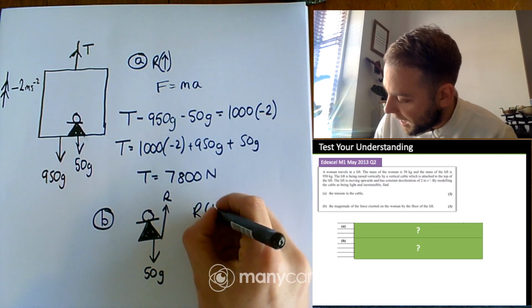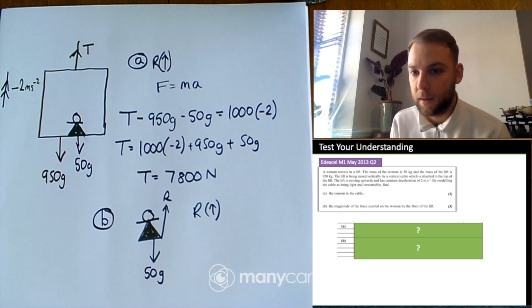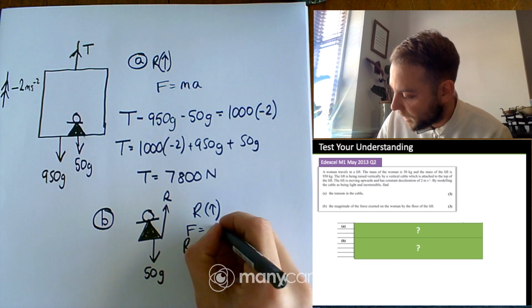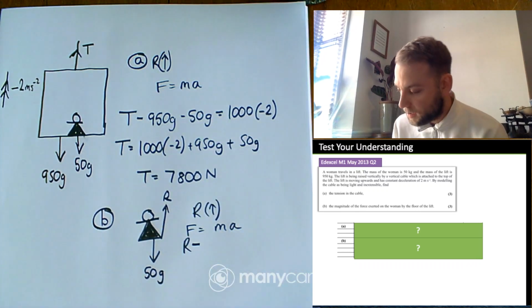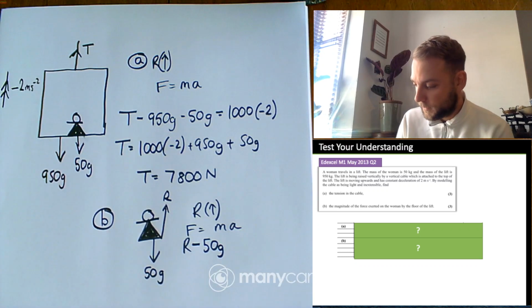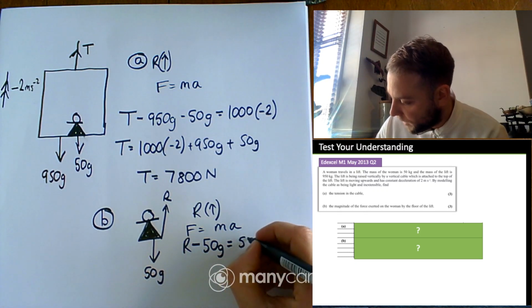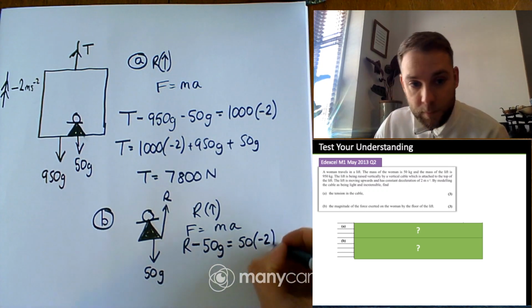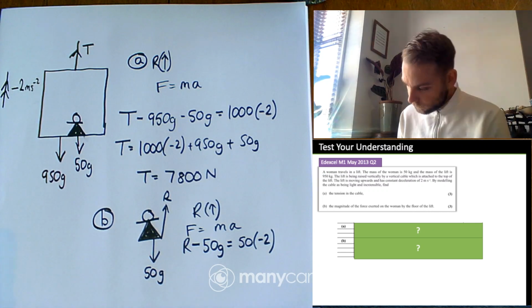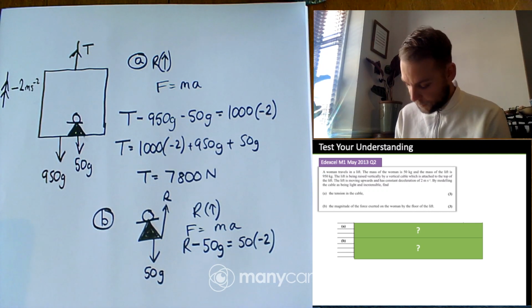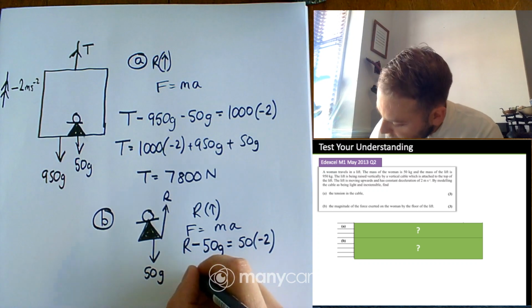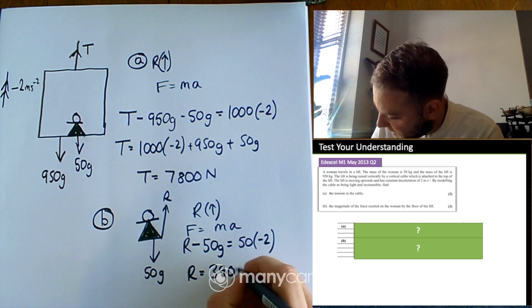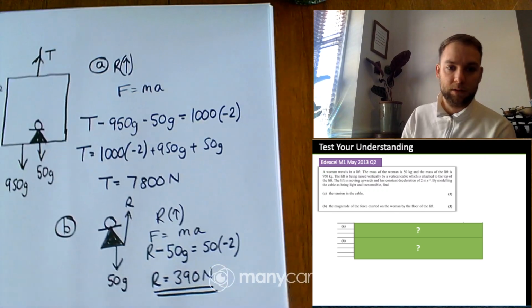So we're going to resolve this again vertically, like so. So it's the reaction force R. I should say F equals ma. We know force is equal to mass times acceleration. So what forces are acting on this? The force which is acting up is R, minus the force which is acting down, which is 50g, is equal to the mass of the woman, which is equal to 50 times by minus 2. Nearly finished with this. So R is 50 times by minus 2 plus 50 times by 9.8. So we get the reaction force of this one is equal to 390 newtons. And there we go.